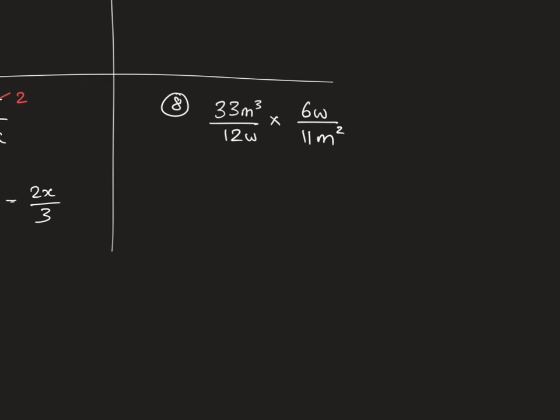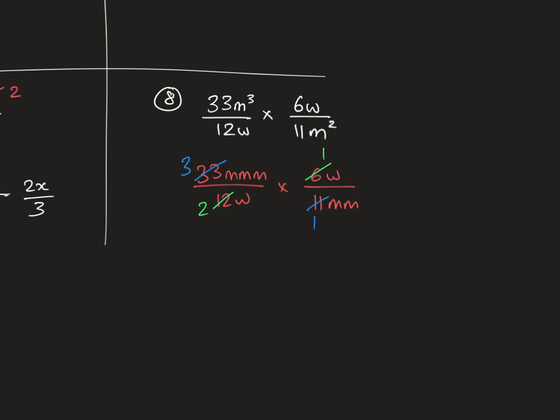Now, for the final one, again, what you might want to do if you want is write 33m out over 12W, and we are going to times that by 6W over 11m, and then again, let's see what cancels. Well, 33 and 11 can both divide by 11, making 3 and 1, and also we have 12 and 6, both divide by 6 to make 2 and 1. Also, we've got the M here and an M here, an M here and an M here, and that leaves us with just 3 and M.